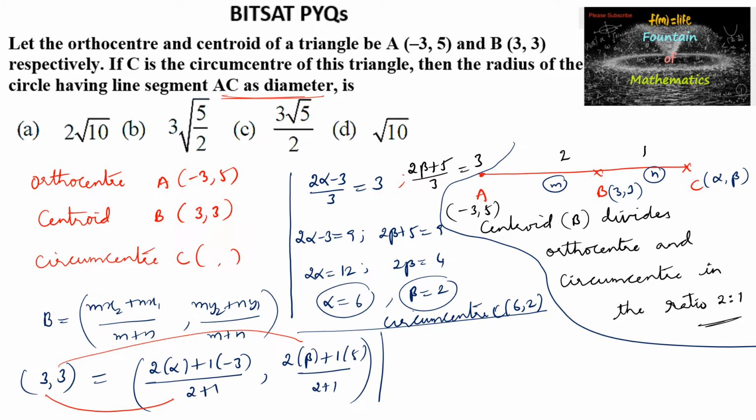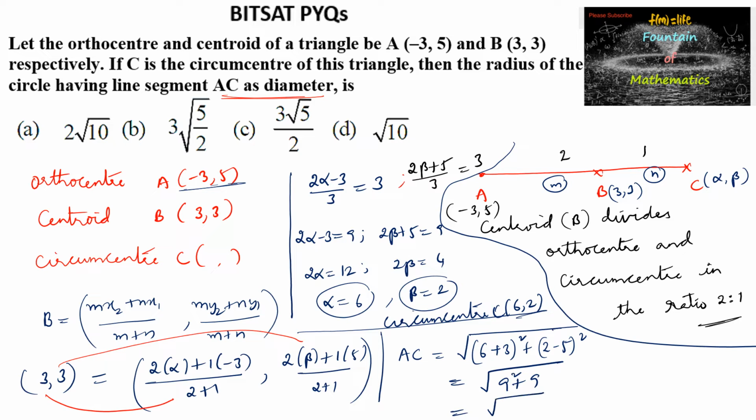And since we need AC as a diameter, we need to find the distance between A and C, that is the diameter, which is equal to the square root of, A point is (-3, 5) and C point is (6, 2). So you can write (6 - (-3)), that is (6 + 3) whole square, plus (2 - 5), that is (-3) whole square, which is equal to the square root of 9 squared plus 9, which is root of 81 + 9 = 90. This is the diameter.